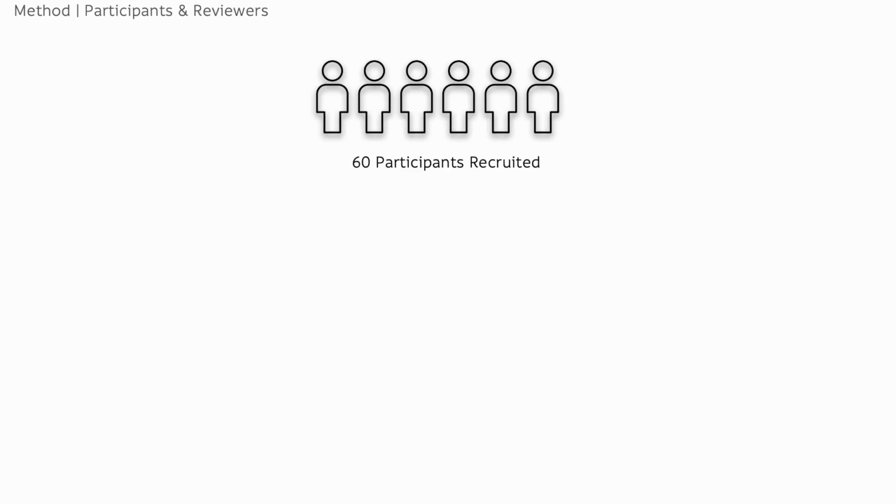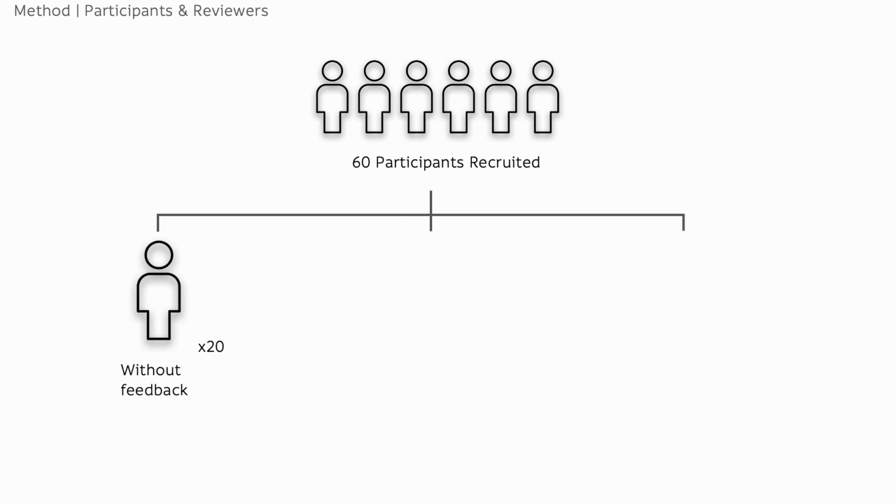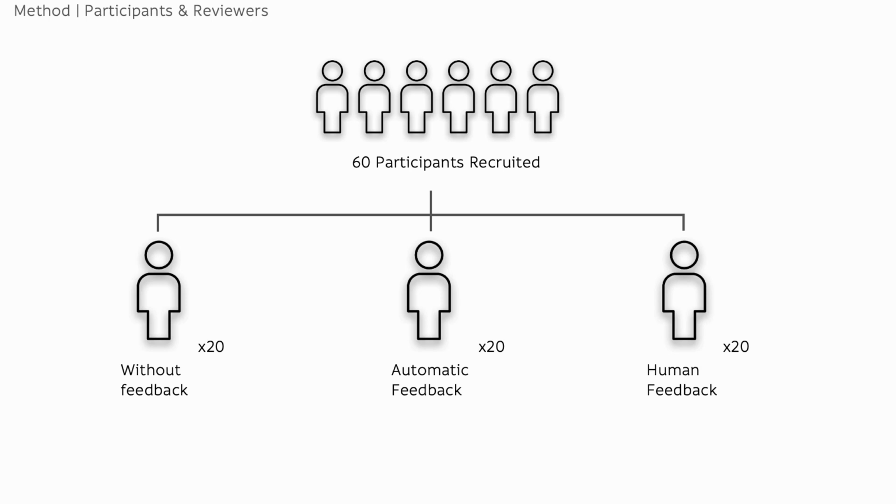To test the efficacy of automatic feedback in generating good quality scene descriptions, we conducted a user study with 60 participants and divided them randomly into 3 different study conditions. The conditions are the without feedback condition, the automatic feedback condition, and lastly, the human feedback condition. In the automatic feedback condition, the participants are given the label results from Rekognition as feedback. And in the human feedback condition, the participants receive reviews from sighted reviewers.